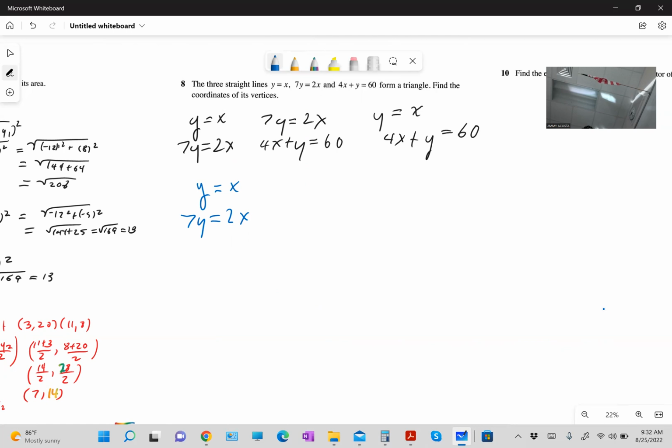So here's what we do. We say 7x equals 2x. Right? And then give me 1 second, wonderful people. Morning. All right, so can you solve that equation there?